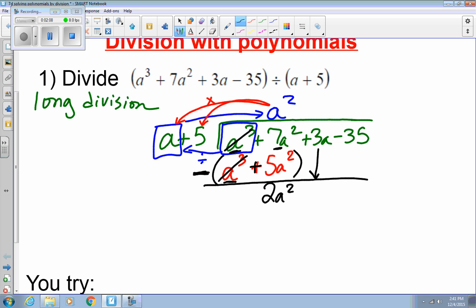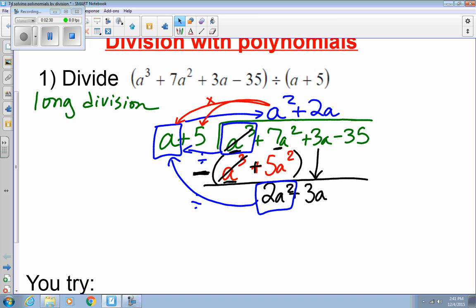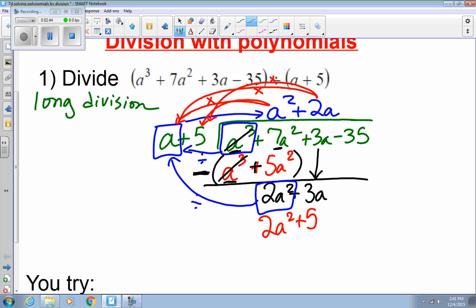The next term then comes down, positive 3a. Now we take the first term and divide by the first term. So 2a squared divided by a is 2a, so we write it up top. And we multiply back down. 2a times a is 2a squared. 2a times 5 is 5a. Just kidding, 10a.